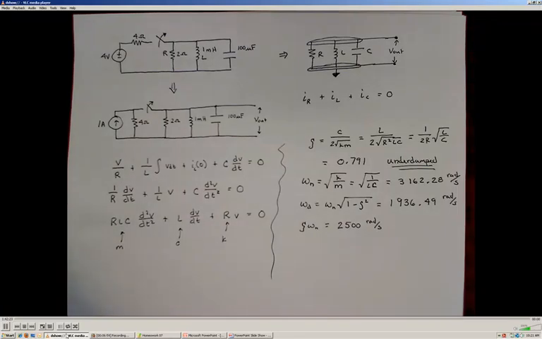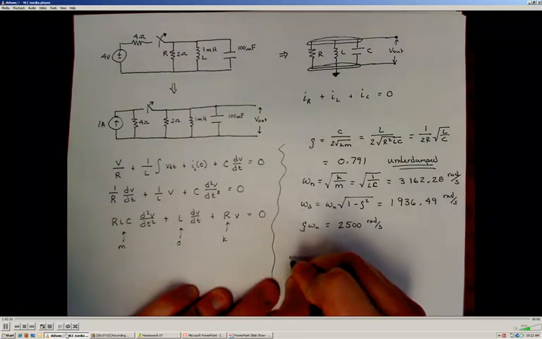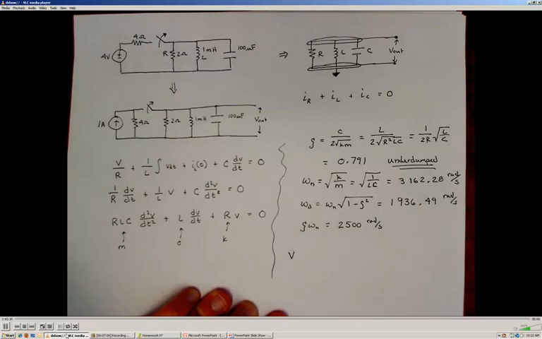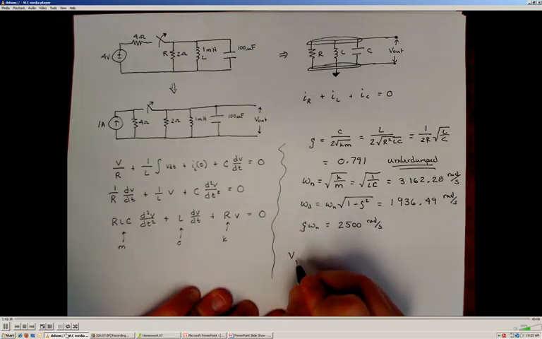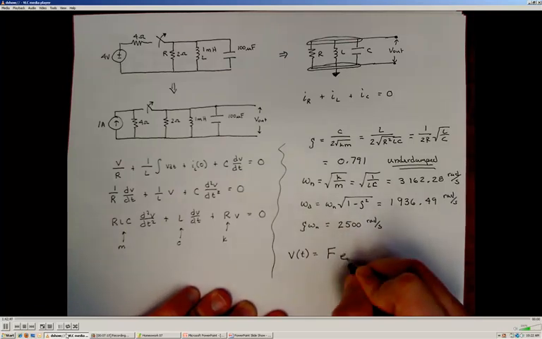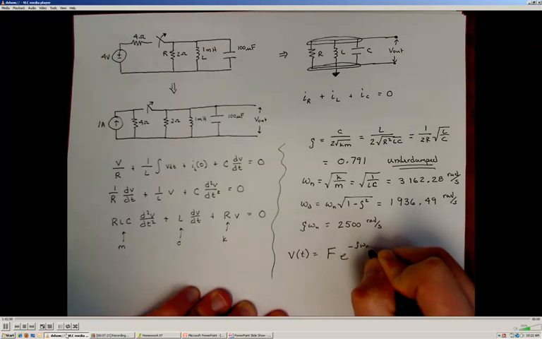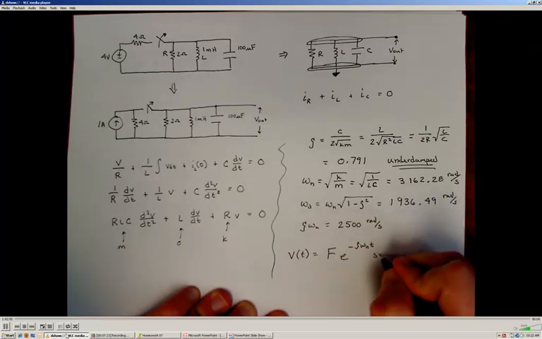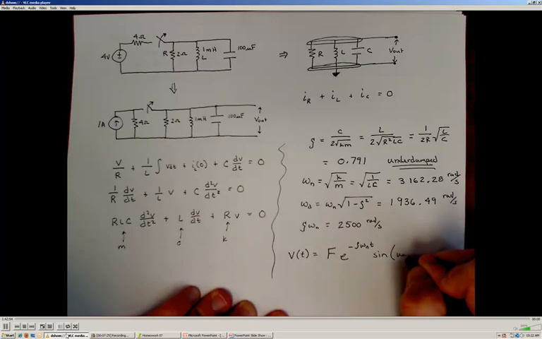Okay, now that I know that I have an underdamped second-order system and it's a free response case, or a homogeneous case, I know that the general solution is going to take on the form of some sines and cosines in it as well as exponential functions. For this case, I'm going to use the form of the solution of the unknown coefficient F times e raised to the negative zeta omega n times time, times the sine of omega d t plus the phase shift.